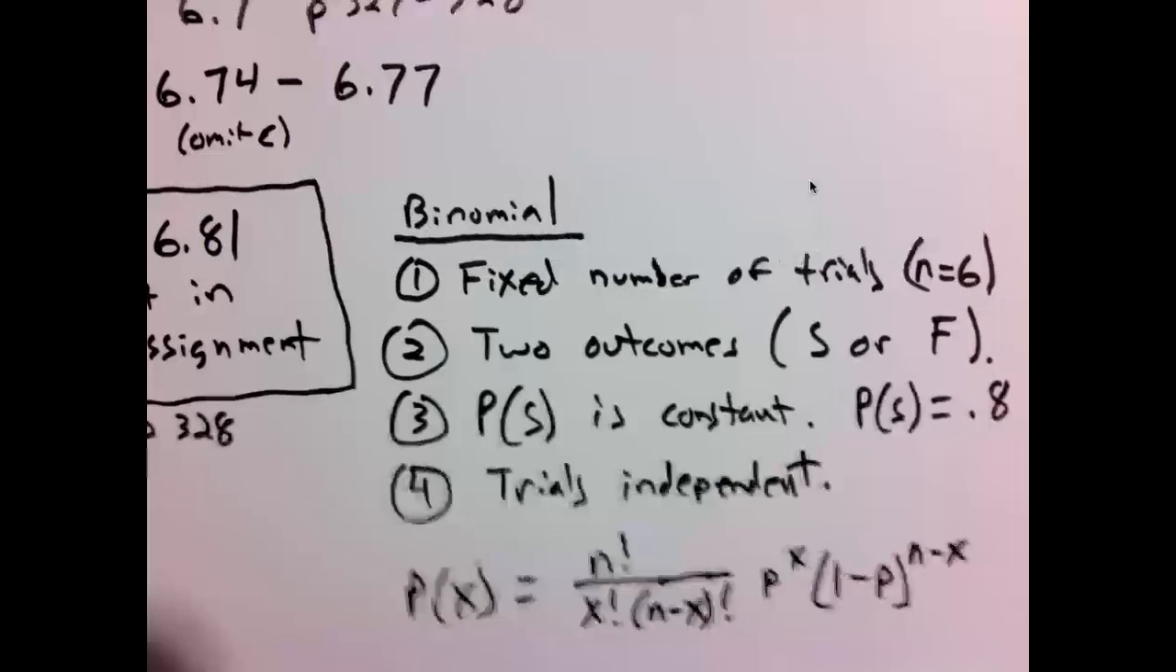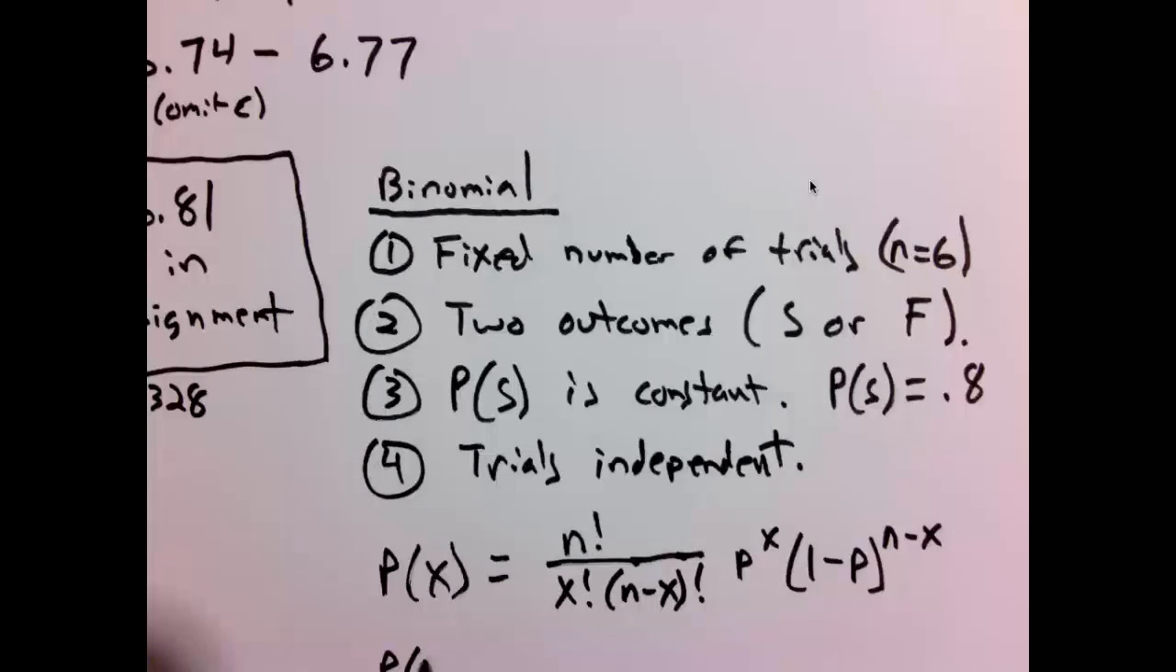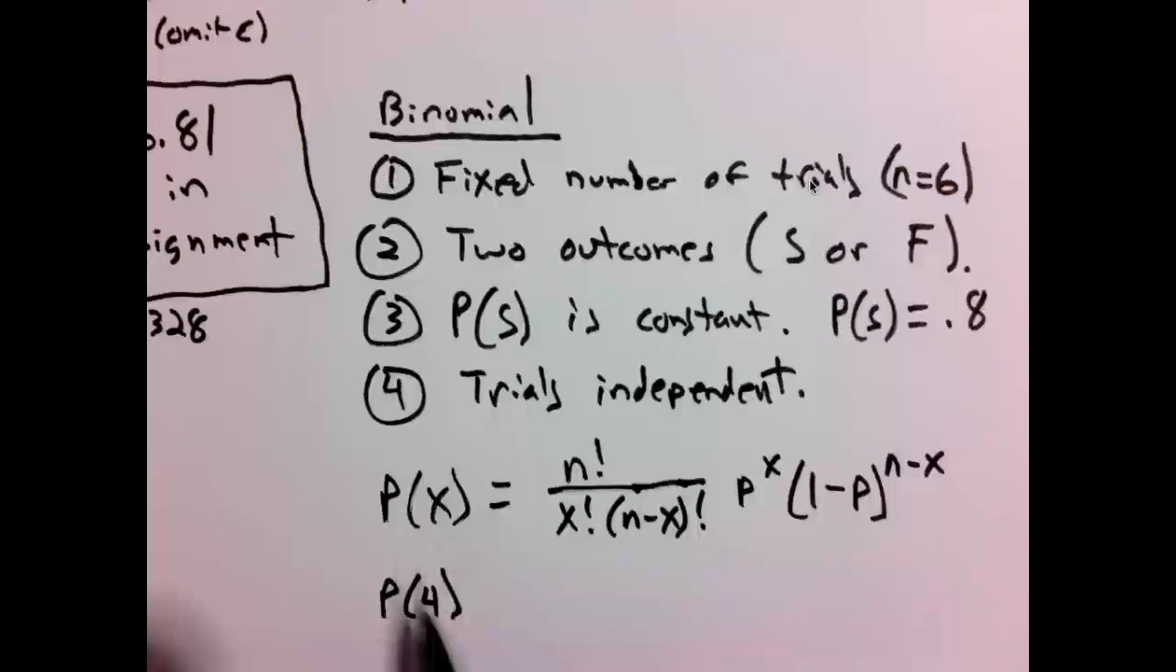Alright. In our case, n is the number of trials, 6. p, the probability of success, is 0.8. This x is however many successes we're going to be seeking in the particular problem. So, in A part, it says calculate and interpret that probability. We're looking for the probability that this value x is 4.